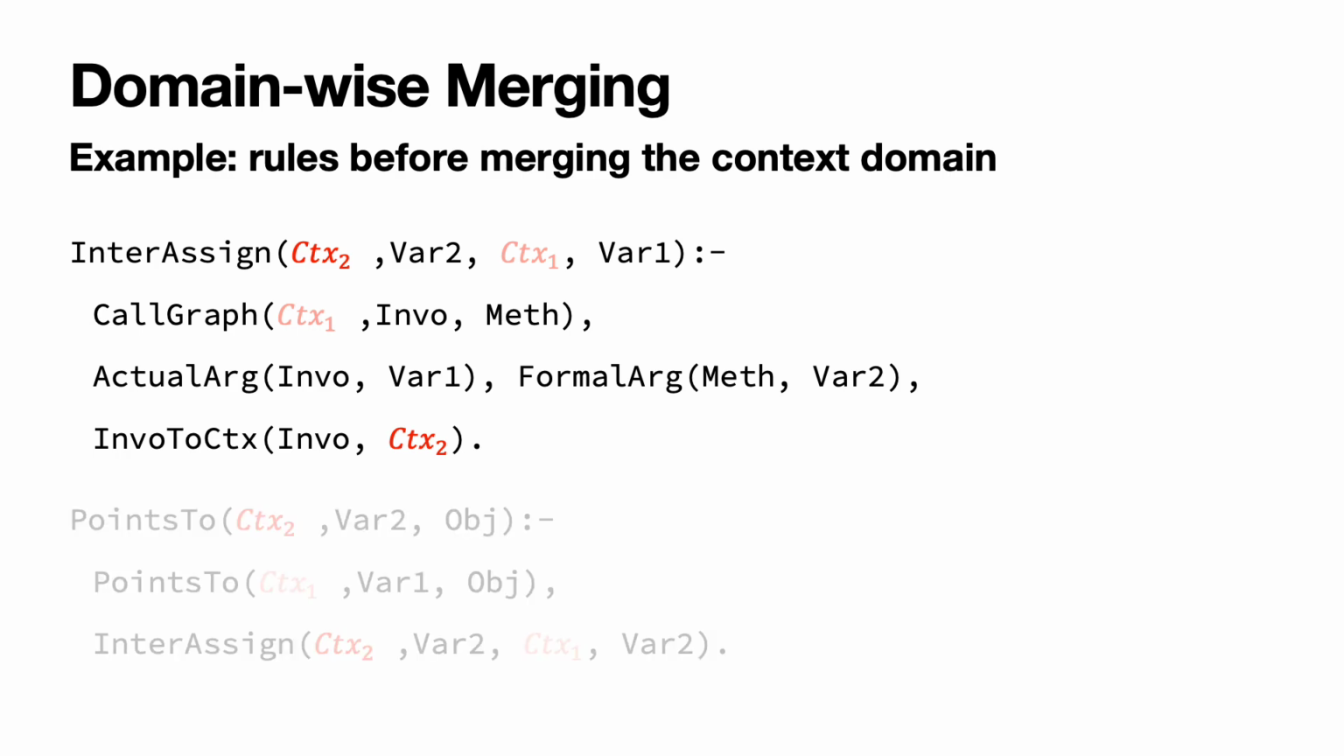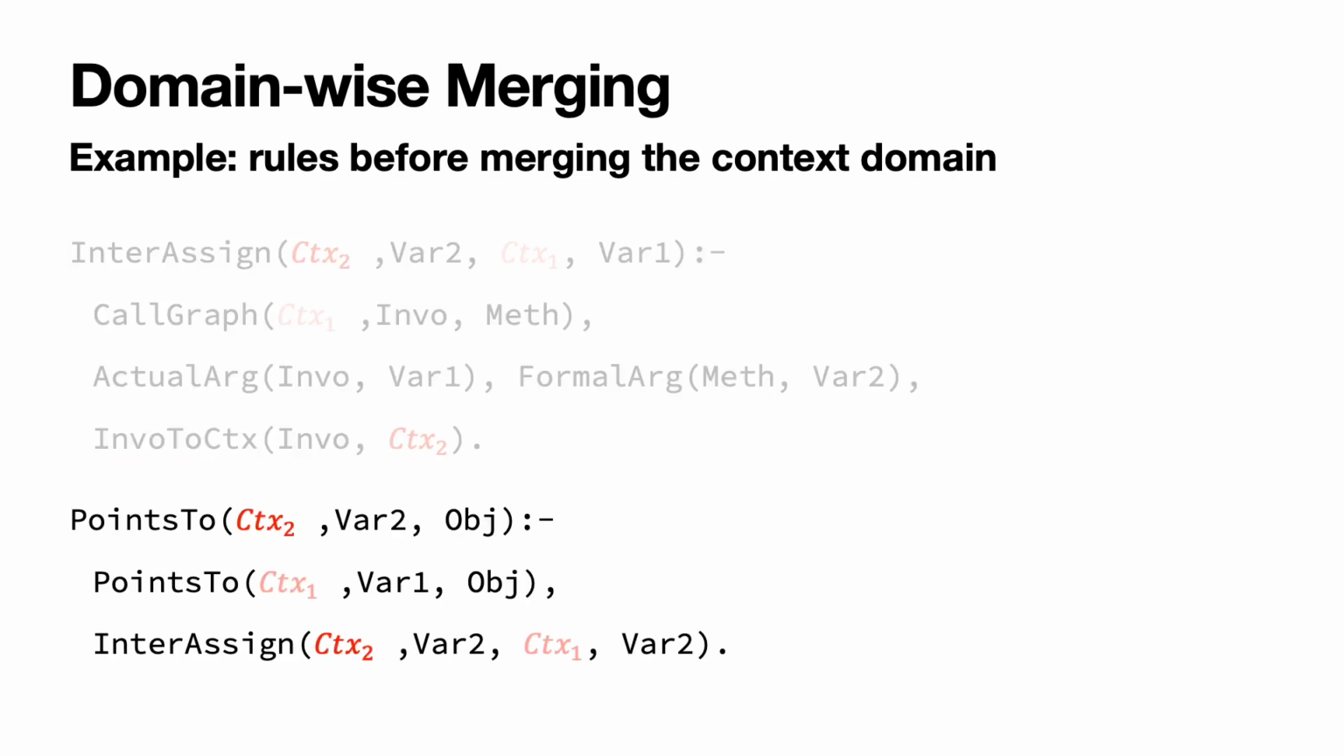The rule above derives an assignment from an actual argument variable 1 at the invocation side to a formal argument variable 2 at the method entry. According to the context, context 2 is generated and tagged to variable 2. And then in the rule below, points-to relations of variable 2 are derived from points-to relations of variable 1.